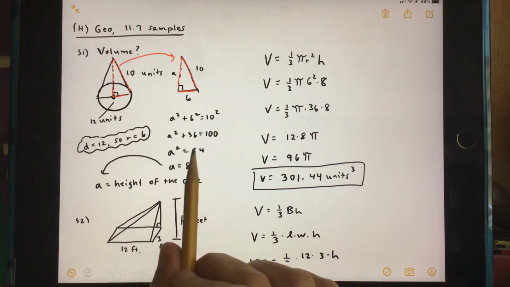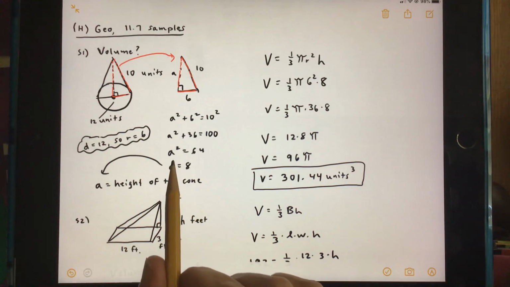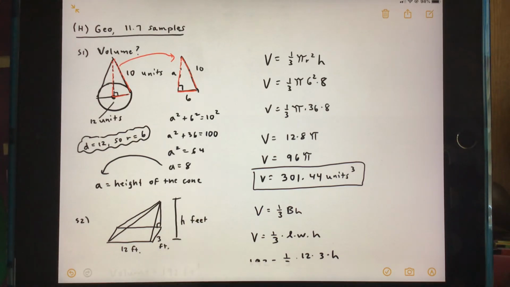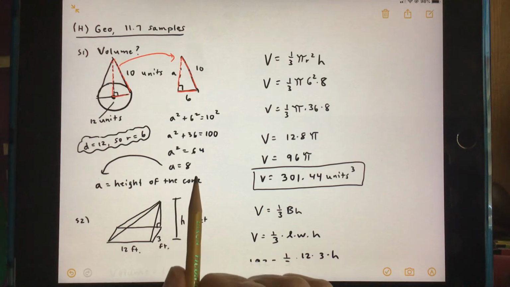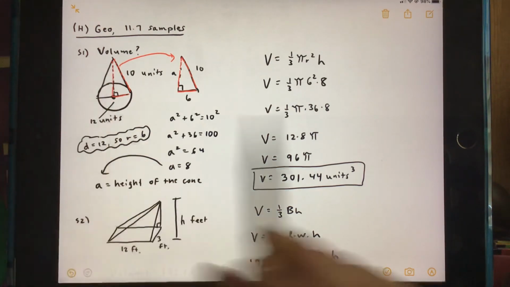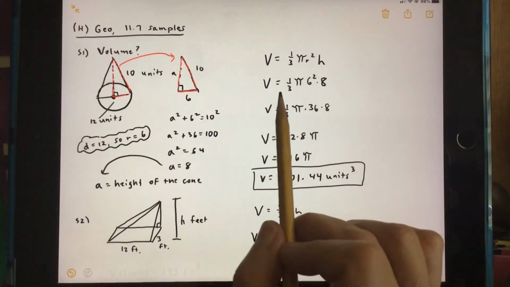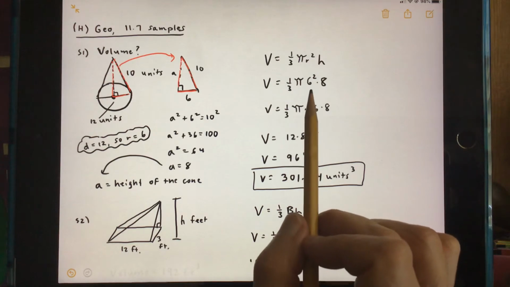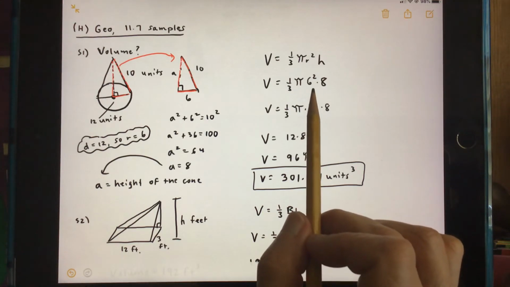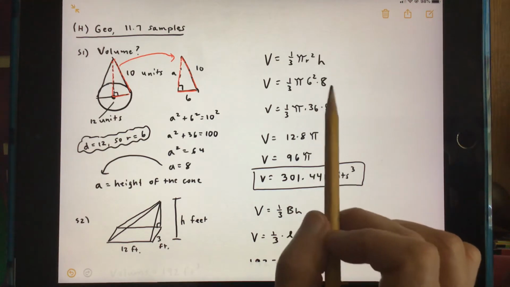That's a squared plus 36 equals 100. Then I'm going to subtract 36 on both sides, and I'll have a squared equals 64. Taking the square root of both sides gives me a equals 8. So my height is 8. That's what my h is here. Now I can plug into my formula. So I have volume equals 1/3 times pi times, well, my radius is 6, so 6 squared, times my height of 8. So my h is 8.